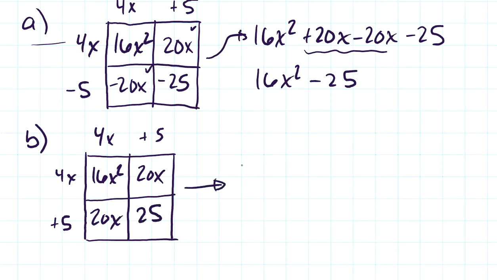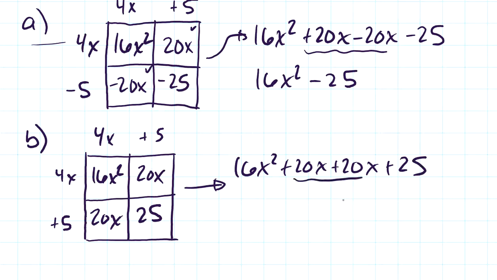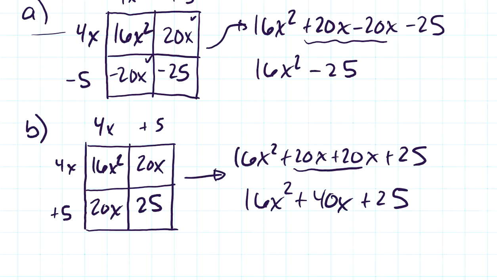So if I write this out, you can see I've got 16x squared plus 20x plus another 20x and then plus 25. And again, these are like terms on this diagonal. So I can combine the like terms. 20x and 20 more x is 40x. So that leaves me with an area here, or a product, of 16x squared plus 40x, and then finally plus 25. So that is the answer to B.